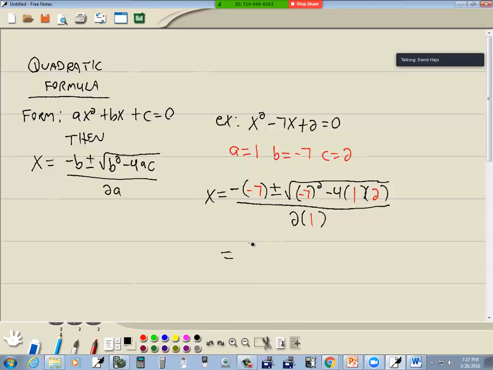Now negative negative gives us a positive 7, plus or minus negative 7 squared is 49, minus 4 times 1 times 2 is 8, over 2, which then gives us 7 plus or minus the square root of 49 minus 8 is 41, all over 2. And that would be our answer.